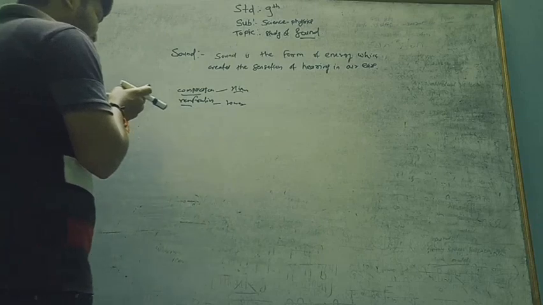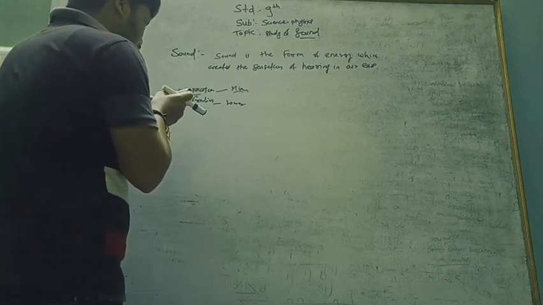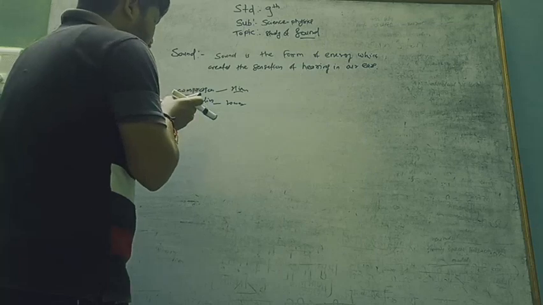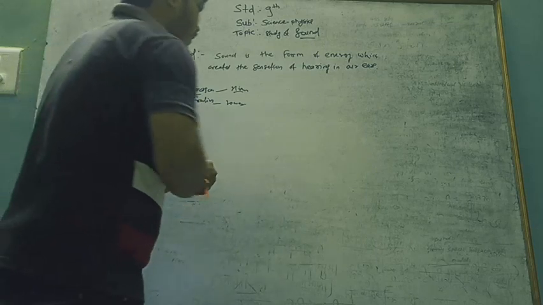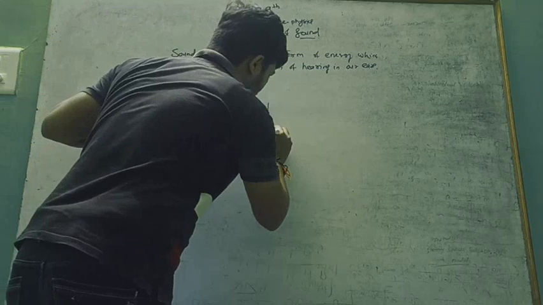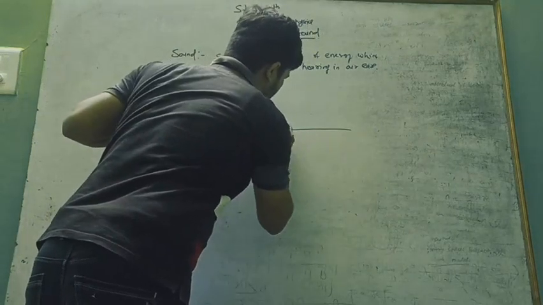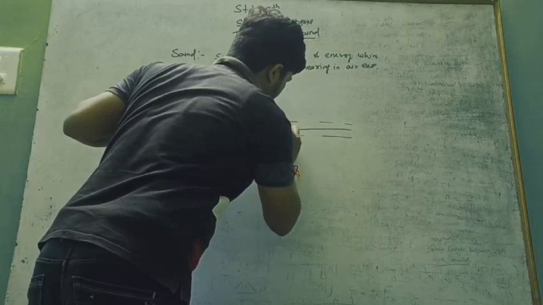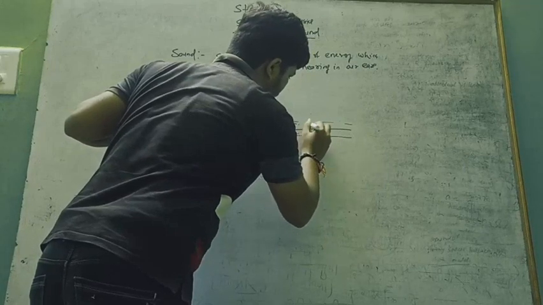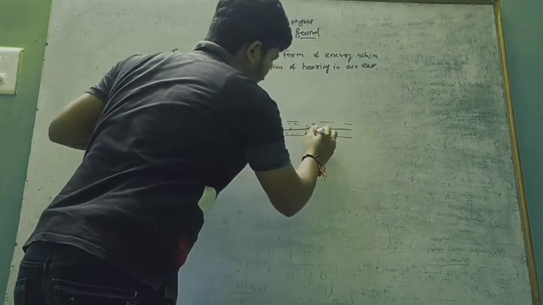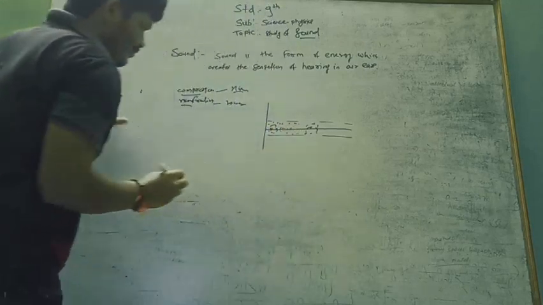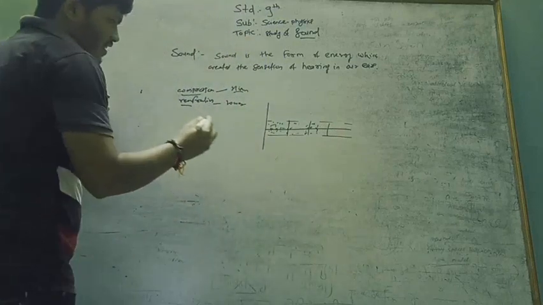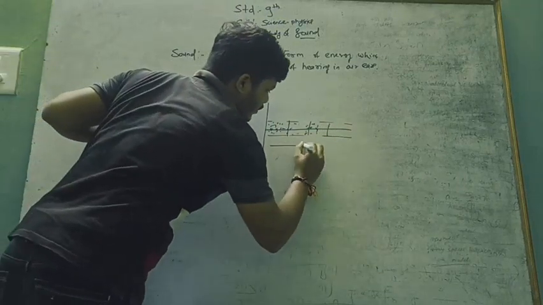The particles of the medium oscillate about their central or mean position in a direction parallel to the propagation of the wave. Such waves are called longitudinal waves. Consider this is the wave and these are the particles, and the wave is traveling in this direction.